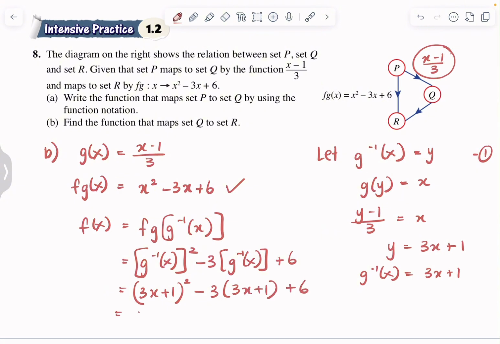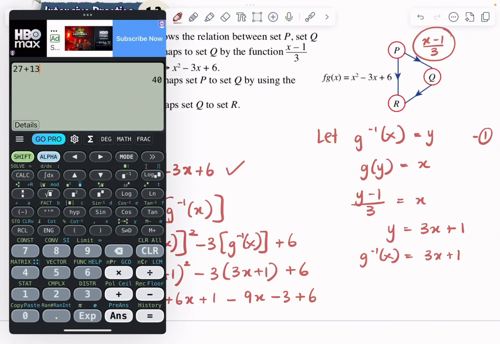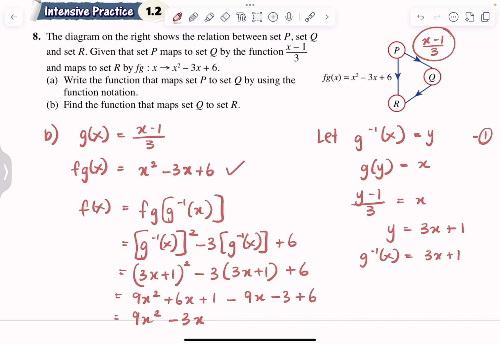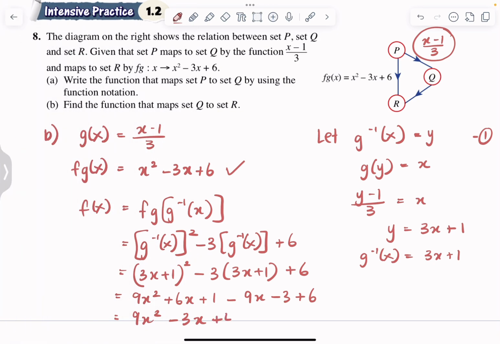So (3x) squared is 9x squared. 2 times 3x is 6x. 1 squared is 1. Expand this as well, and now we simplify. So 9x squared. 6x minus 9 will give us negative 3, so you write negative 3x. 1 minus 3 plus 6 gives us 4. So this is our answer, our f(x), the function that maps set Q to set R.